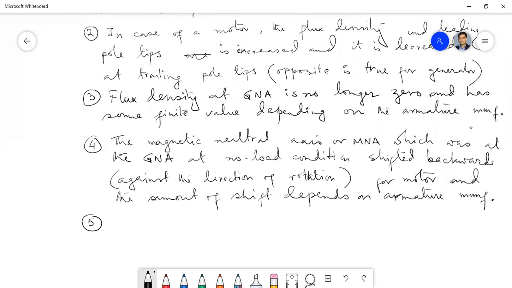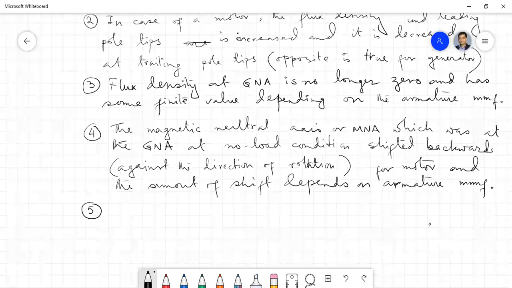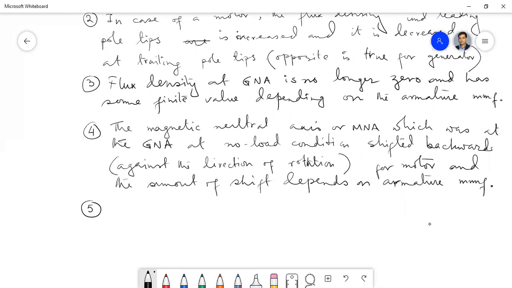Now the observation 5. I think the earlier points are very straightforward, and you can understand them very clearly. Now the fifth point is not that straightforward. You have to understand it. First you write it down, and I will explain this.